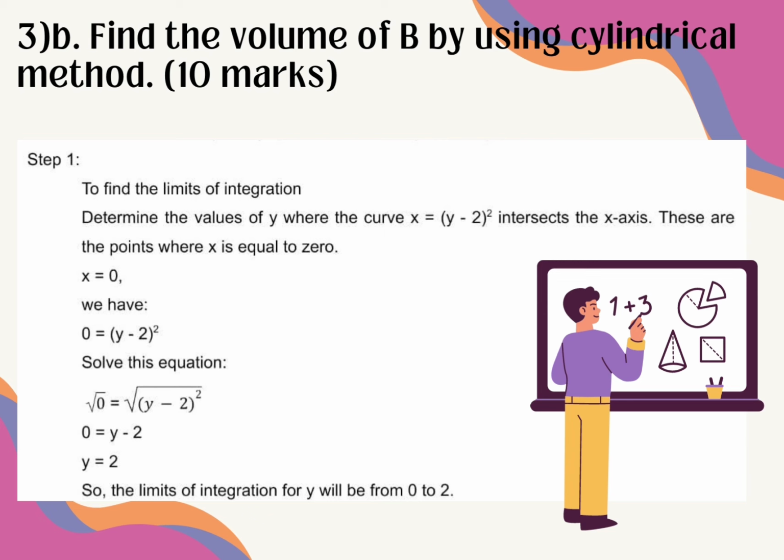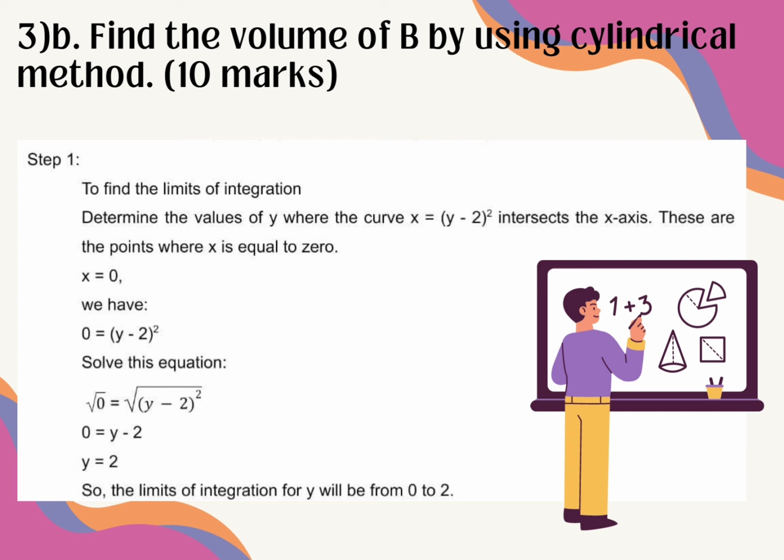Now, we solve the equation by taking the square root of both sides. Square root of 0 equals square root of (y minus 2) squared. Simplifying further, we have 0 equals y minus 2. To isolate y, we add 2 to both sides of the equation: 0 plus 2 equals y minus 2 plus 2, so y equals 2. Hence, we have found the value of y where the curve intersects the x-axis, which is y equals 2.